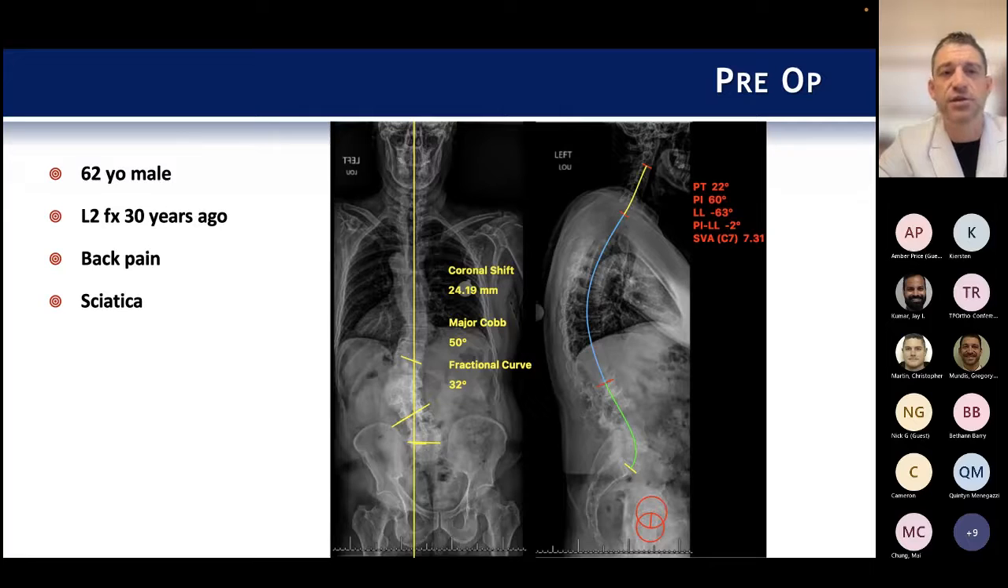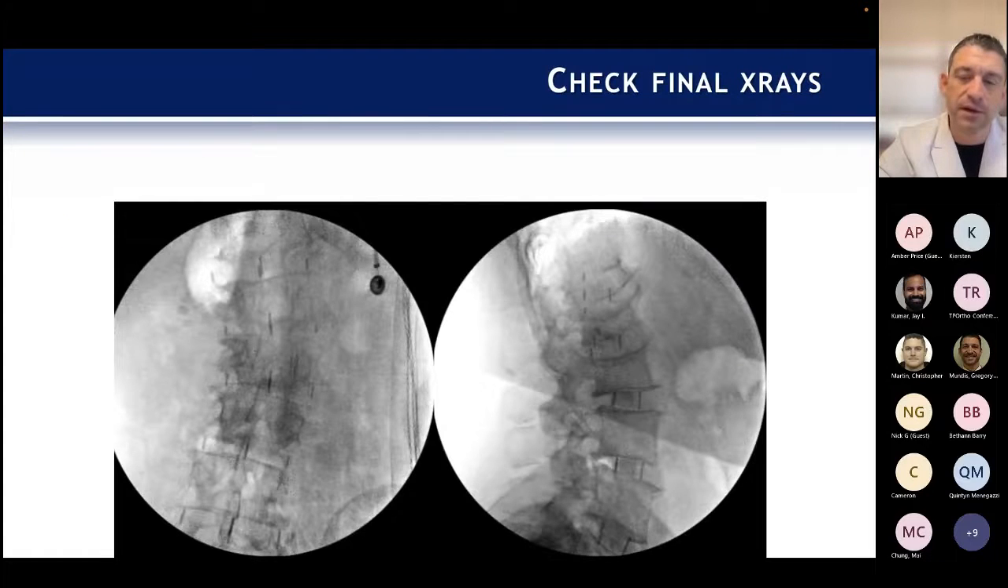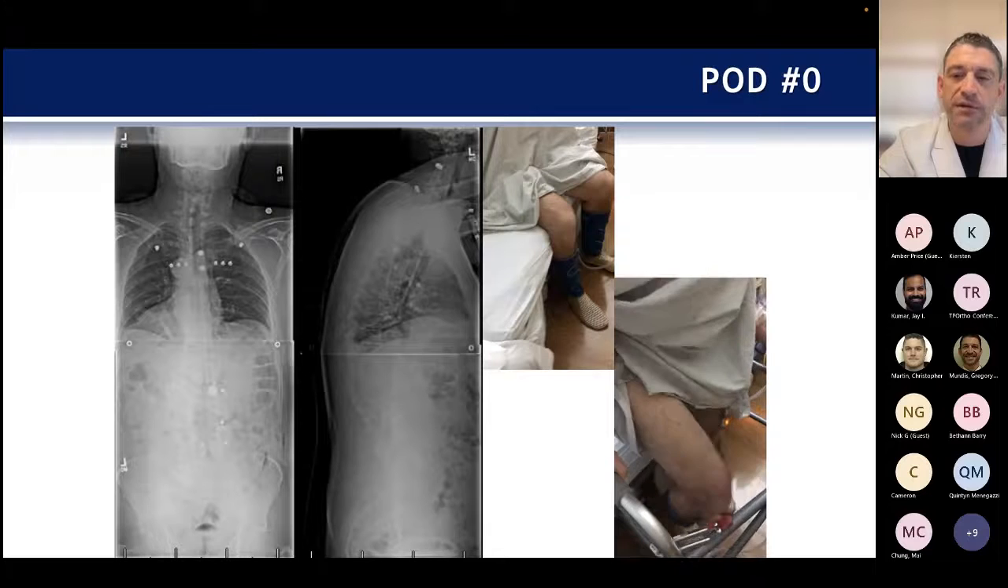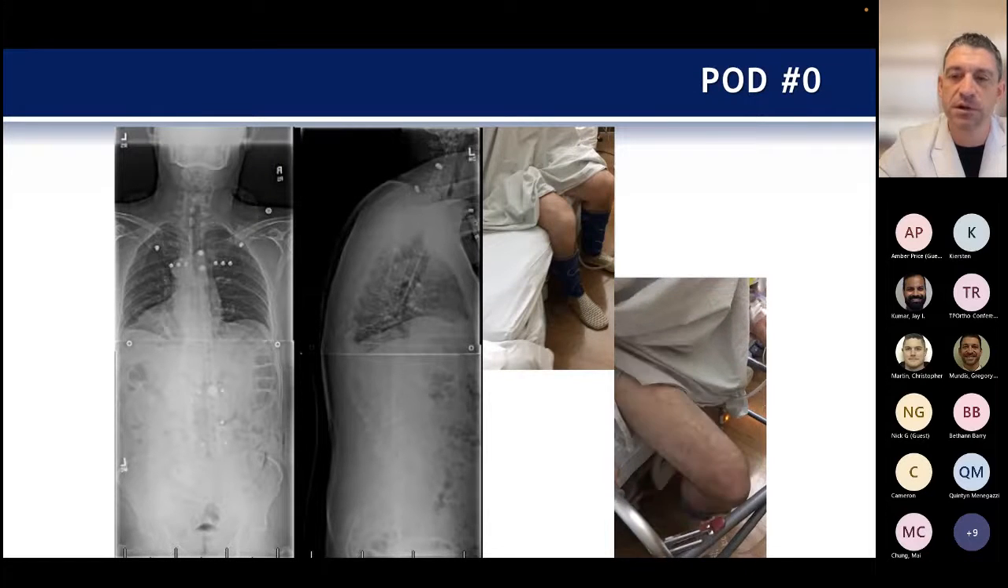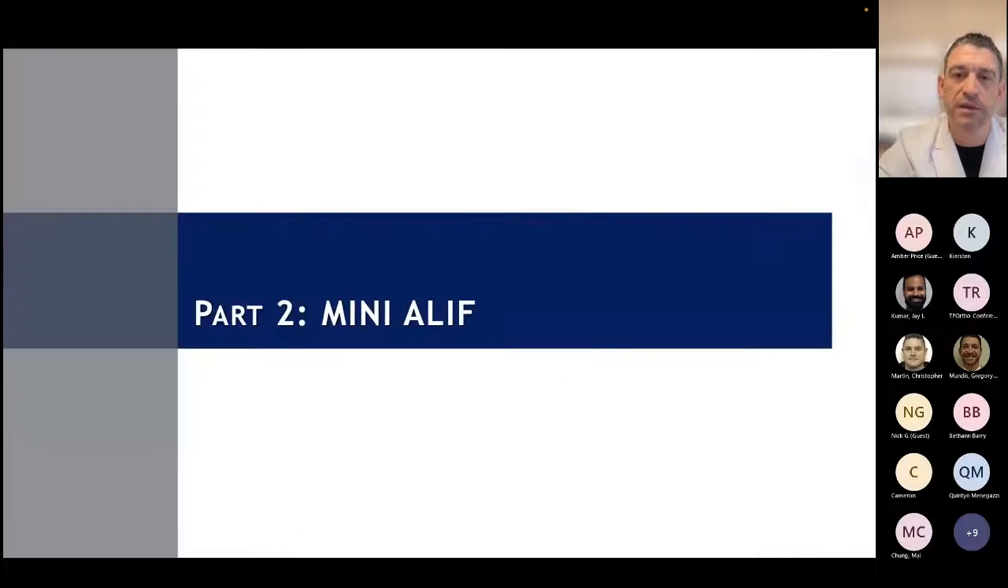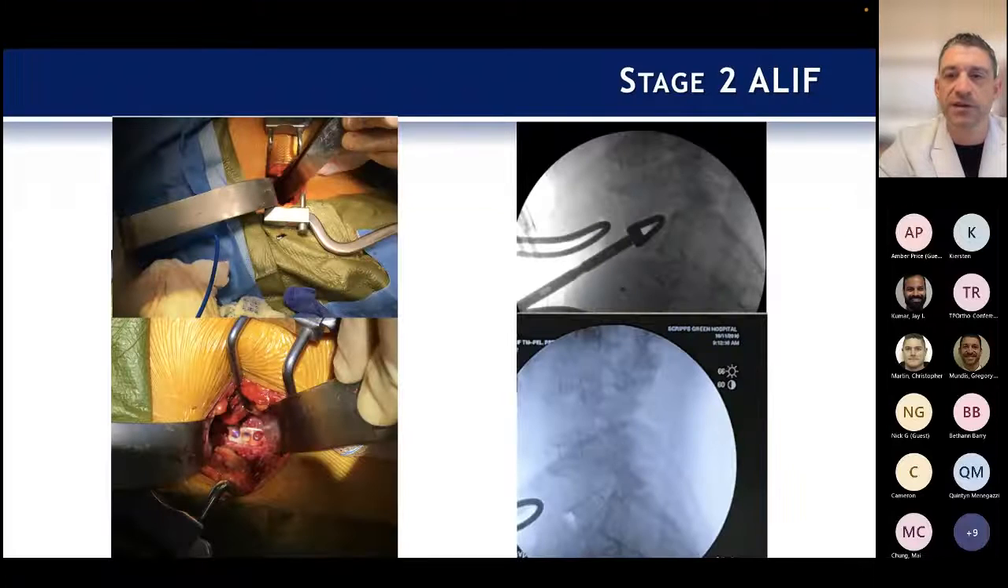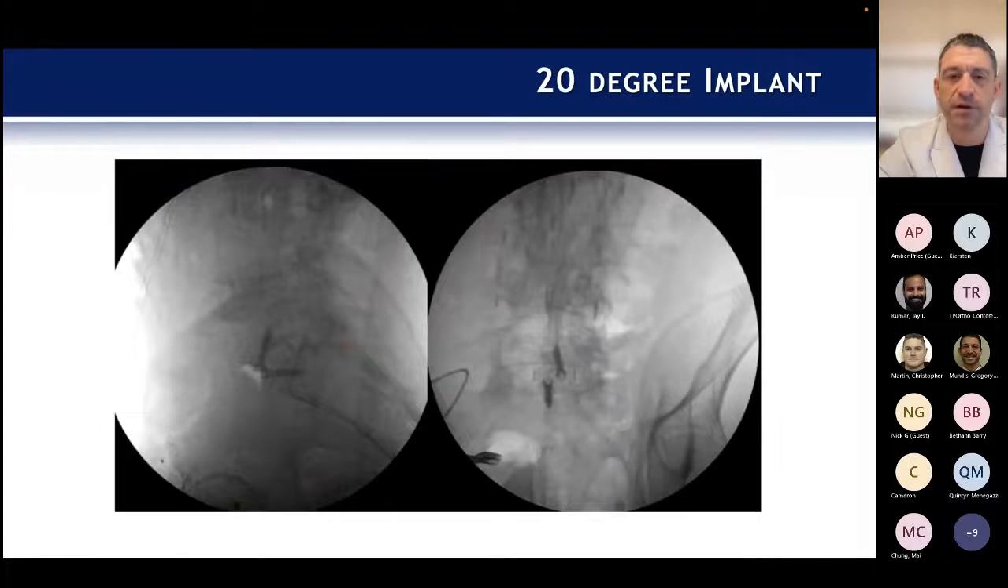So here's just a case, 62-year-old guy, had an L2 fracture a long time ago, had back pain and leg pain, did multi-level laterals on him on one day. This is him post-op day 0, doing a post-op check, and then on the second stage, did an ALIF at L5-S1, and then did percutaneous fixation.